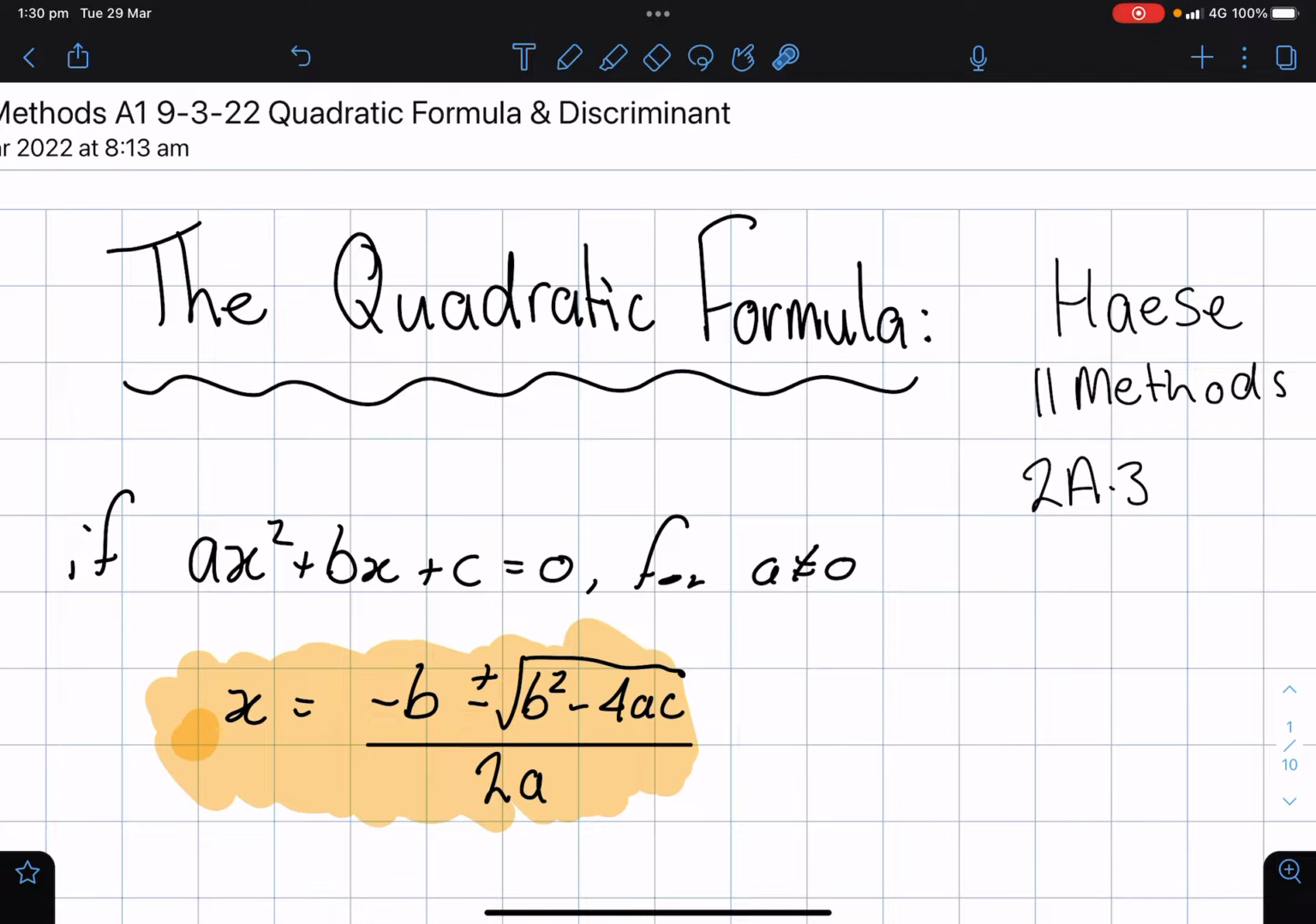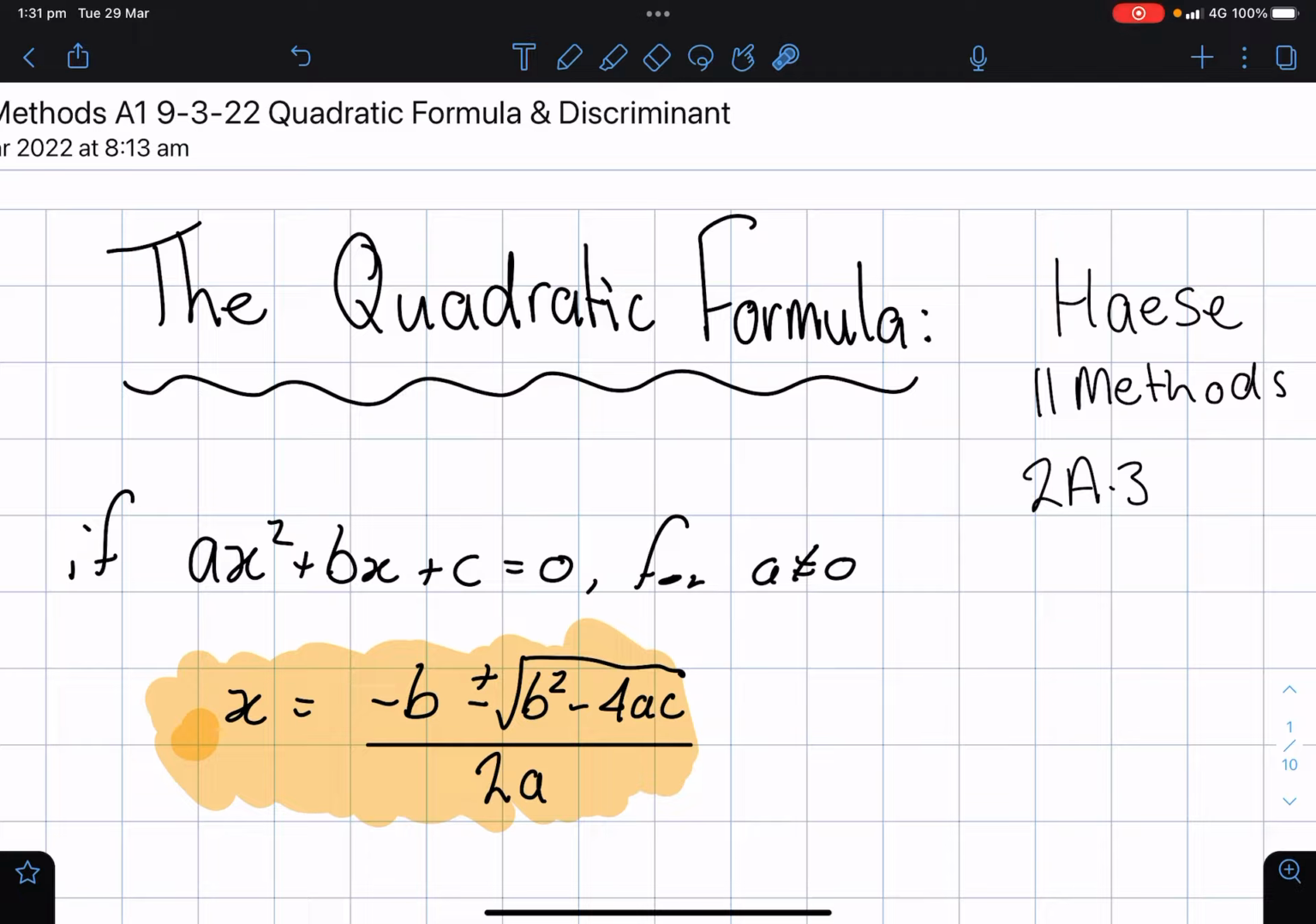Today we're going to be looking at chapter 2A.3 in the Hazy 11 Methods textbook, and it's about using the quadratic formula to find the roots of quadratic equations, okay? So today I'm going to go through what the quadratic formula is, a proof of where it comes from, and then how to use that in a question.